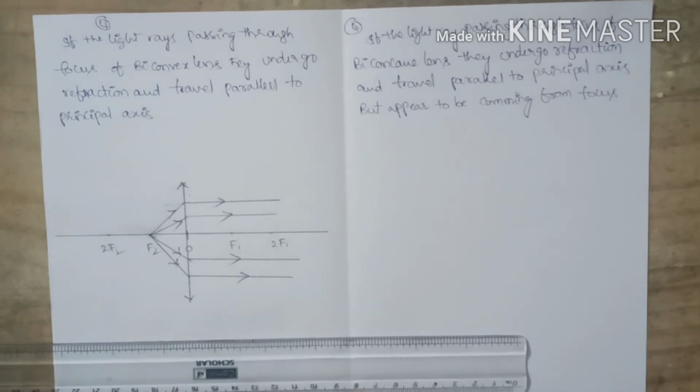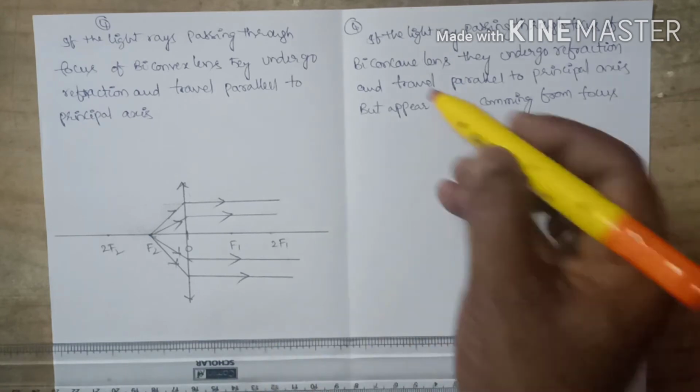That means what we can understand. It is a converging position. If the light rays travel parallel to the principal axis of a biconvex lens, they undergo the process of refraction and converge at the focus. If the light rays are coming from the focus, they undergo refraction and travel parallel to the principal axis. Now observe the case of a biconcave lens.